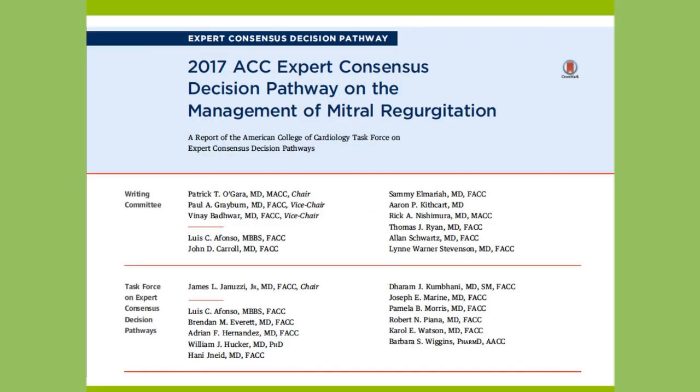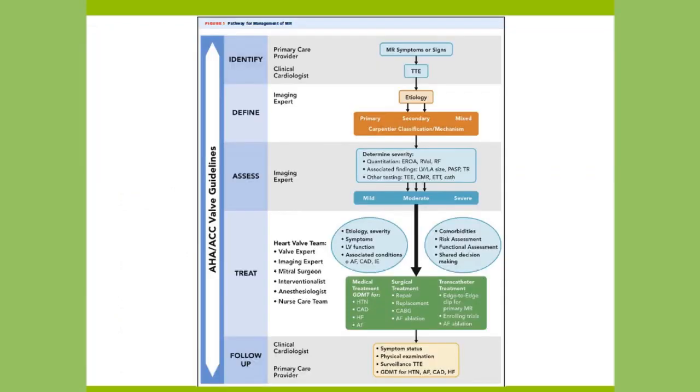Now, there's a new guideline that just came out, and it's really a decision pathway on the management of mitral regurgitation. One of the key components of that pathway is assessing the mechanism of MR. It's a little bit complex, but you start by identifying the presence of MR up here at the top. There may be symptoms, or a heart murmur, or maybe a transthoracic echo was done. Maybe you did one at your institution, and you identify that MR is present.